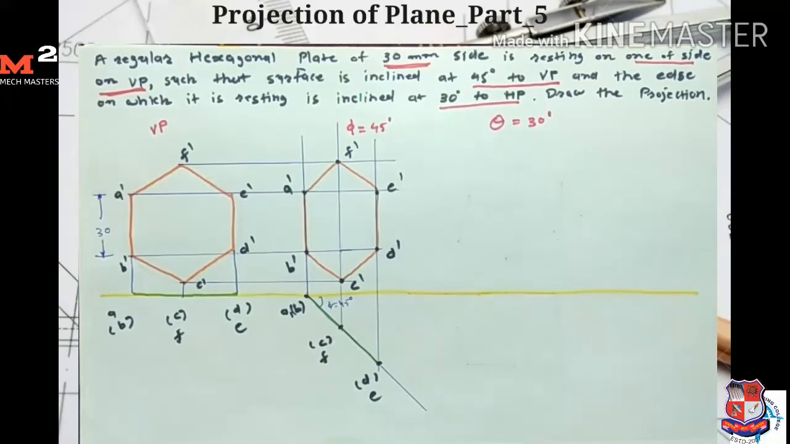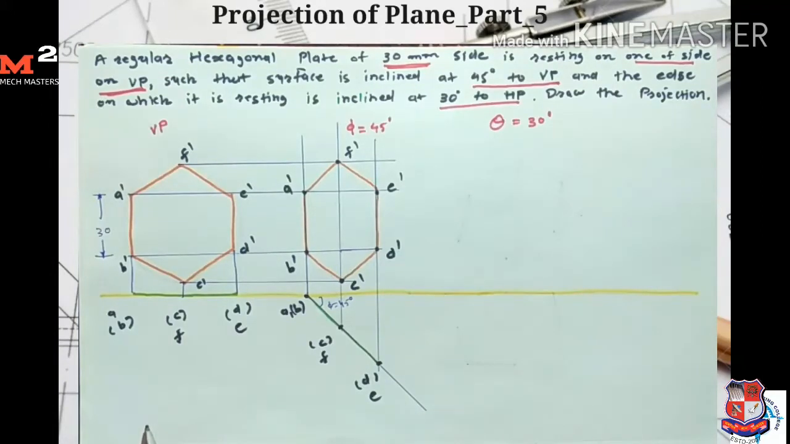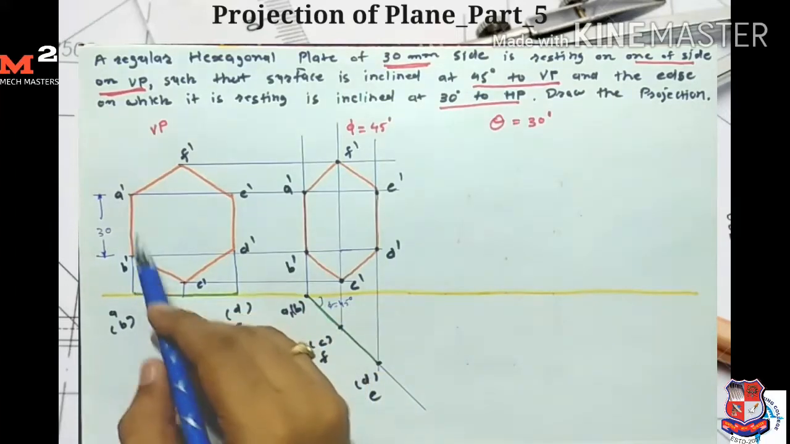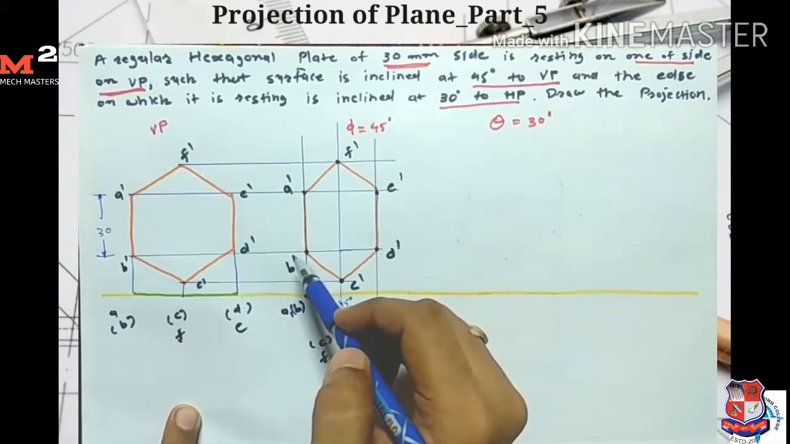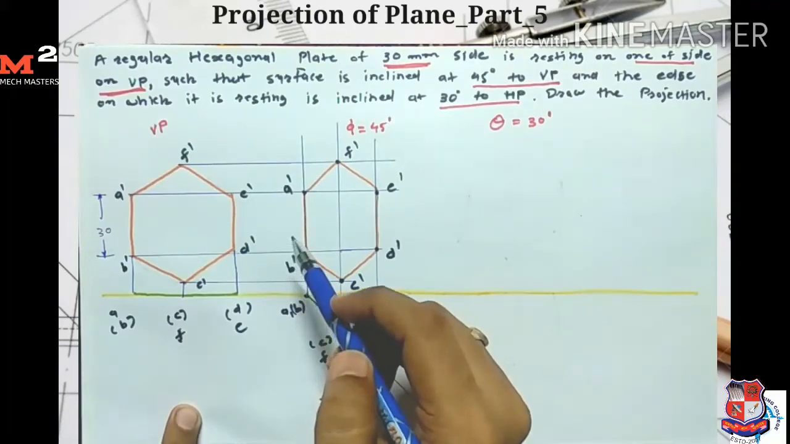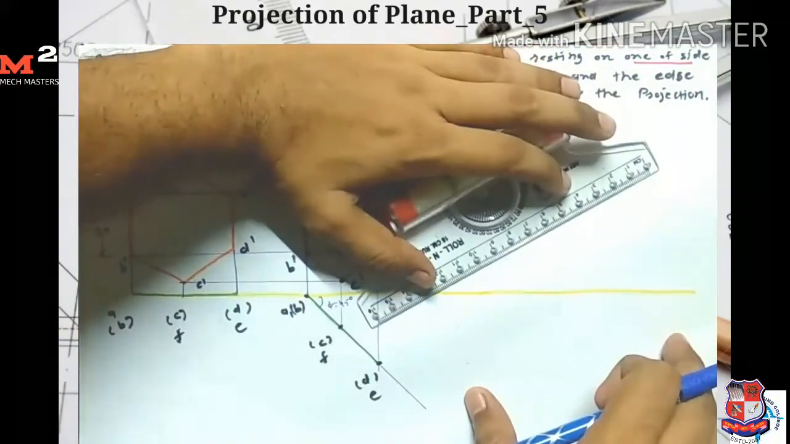In the third stage, given that the edge on which it is resting is inclined at 30 degree to HP. This angle is with the HP, so we represent this angle on the vertical plane. So first I check whether the length of AB is constant or not in both stages. Here length A dash B dash is equal to 30 mm, and here length A dash B dash is equal to 30 mm. So the length is constant, so we are not required to find the apparent angle. So I draw one line at an angle of 30 degree here.